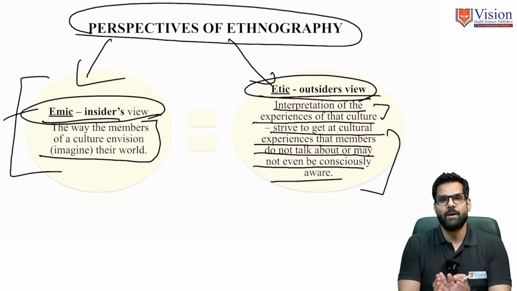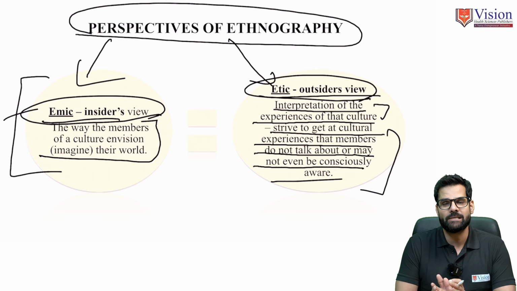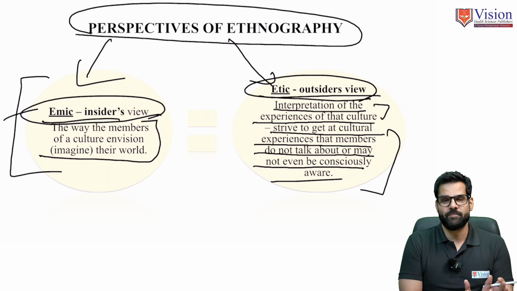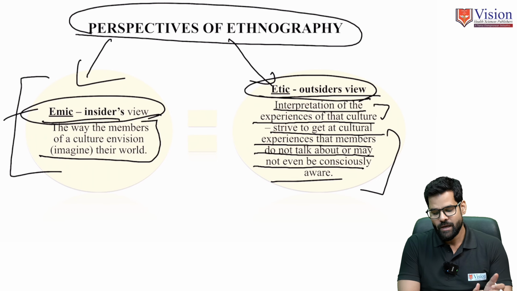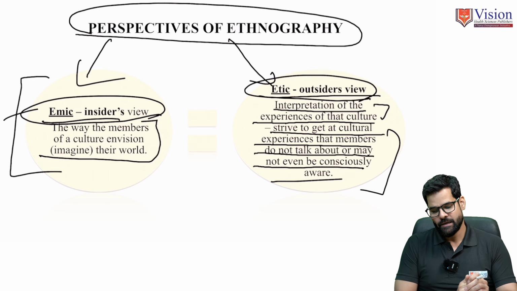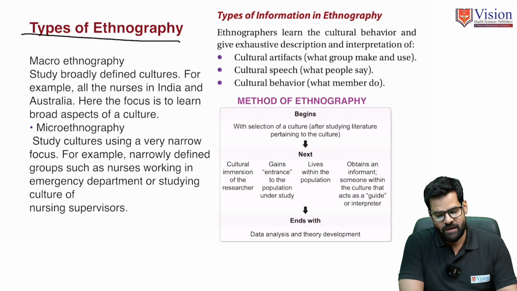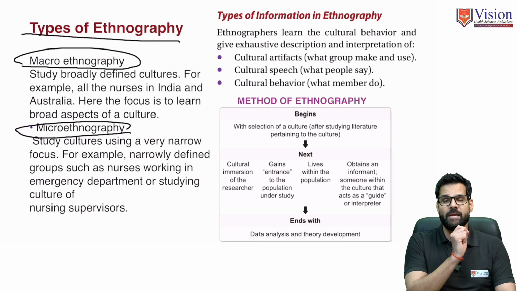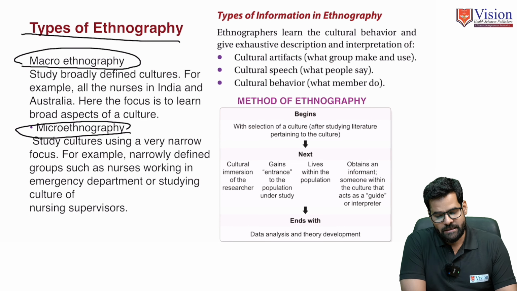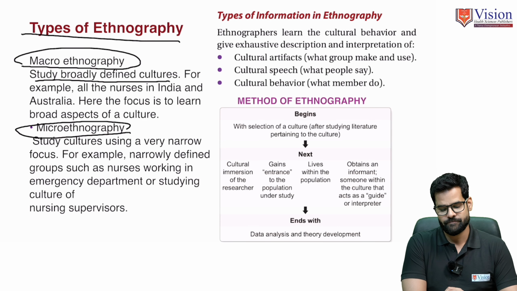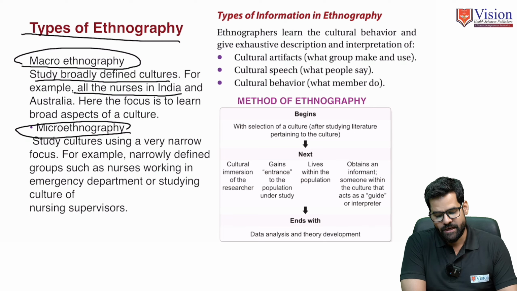So if you really want to have a comprehensive understanding of someone's culture, you should have both perspectives, the emic view, insider view, as well as the outsider view. Okay, so that is about the perspective. Now what are the types of ethnography? There are two basic types, as you can see here. One is macro ethnography and the second one is micro ethnography. The name itself indicates it: macro ethnography studies broadly defined culture. For example, all the nurses in India and Australia, where the focus is to learn broad aspects of the culture.